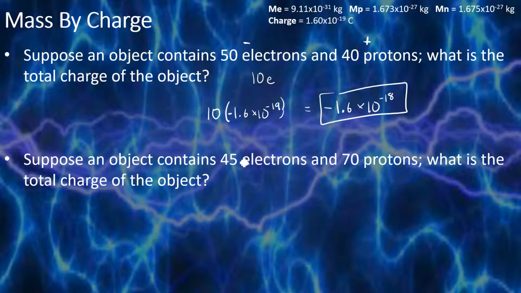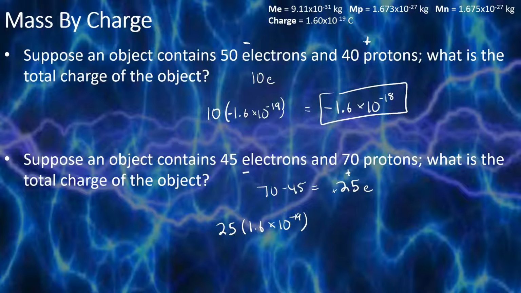Suppose an object contains 45 electrons and 70 protons. So again, these would have a negative charge. These would have a positive charge. So if we do 70 minus the 45, because these are opposites, we're going to get 25. But this will be a positive charge. So we'll have 25 times 1.6 times 10 to the negative 19th, because 1.6 times 10 to the negative 19th is the magnitude of charge.